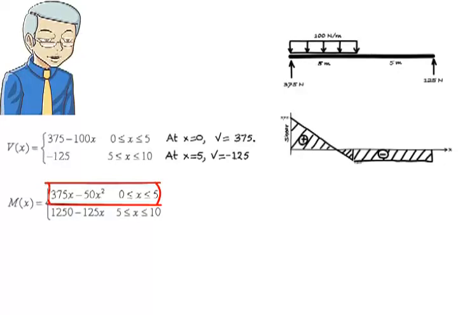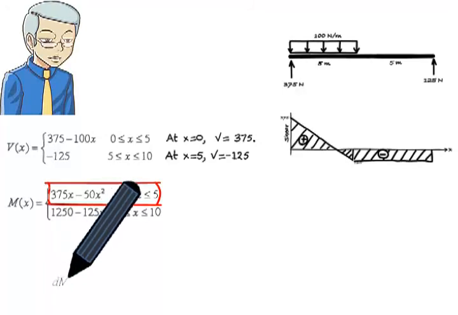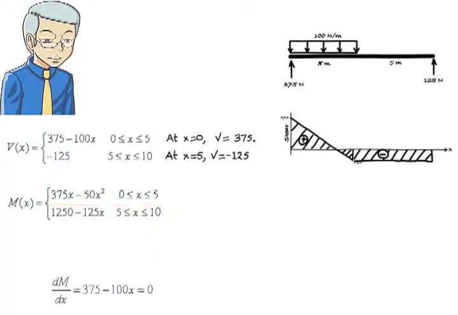That is, since the moment equation is M equals 375x minus 50x squared, then dM/dx must be 0. That is, dM/dx equals 375 minus 100x equals 0. Solving the equation for x, we get x equals 3.75. That is, moment is maximum at x equals 3.75. So now we have 3 points for graphing the moment equation.